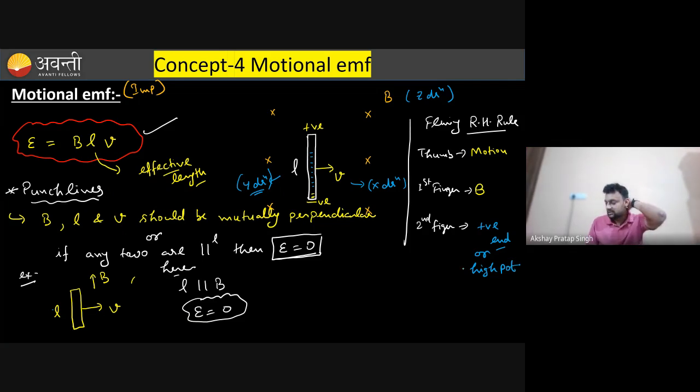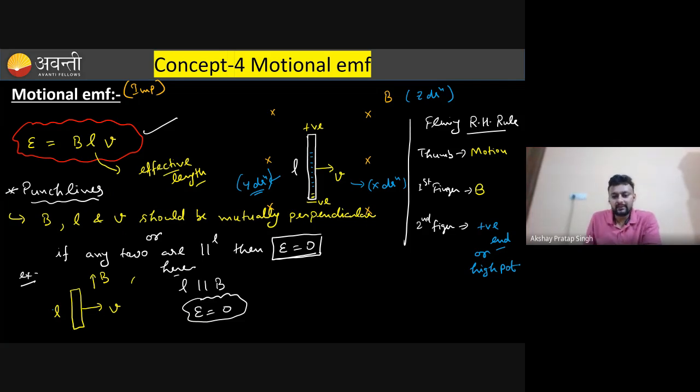Like here you can see, if I use the right hand Fleming rule, the thumb should be in the direction of motion, first finger in the direction of magnetic field. My magnetic field is into the plane, so I put my first finger in that direction. My thumb is in the direction of motion, so my second finger gives me the direction of the positive terminal, which is upward. That means my positive terminal is going to be in the upward direction. Is it clear to everyone?